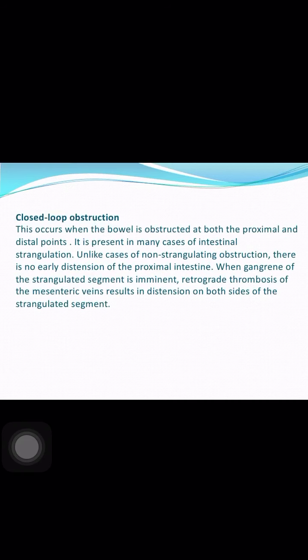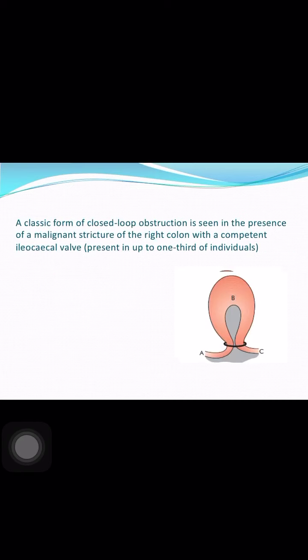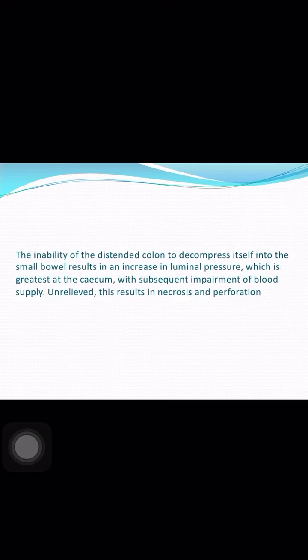What's meant by closed loop obstruction? This occurs when the bowel is obstructed at both proximal and distal points. Well, a classical example of this is when there is a tumor, for example, in the right colon, with a competent ileocecal valve, so the colon between these will be called closed loop syndrome. واضح؟ Classical form مثل ما قلنا seen in the presence of malignant stricture of the right colon.